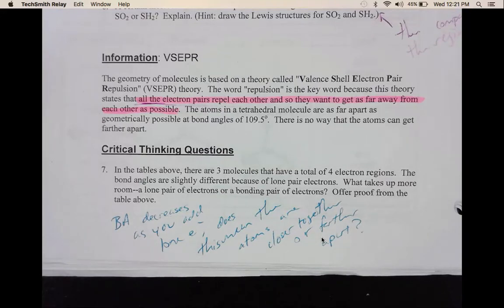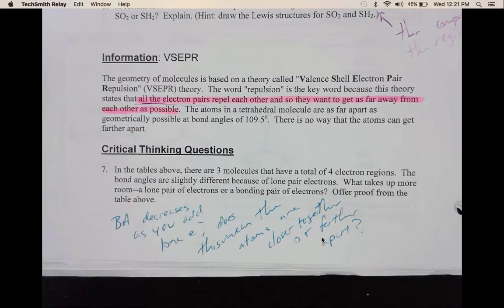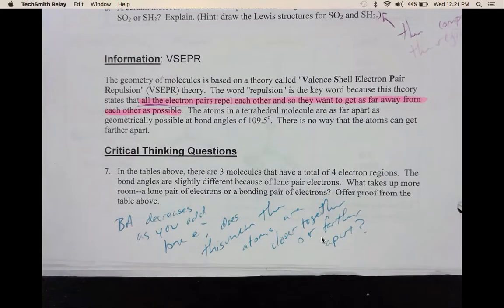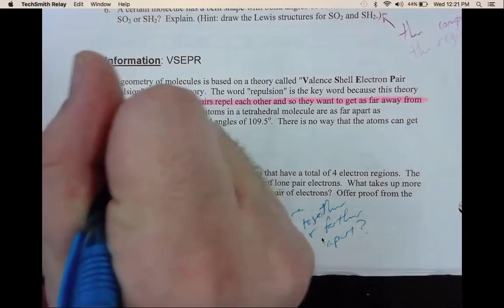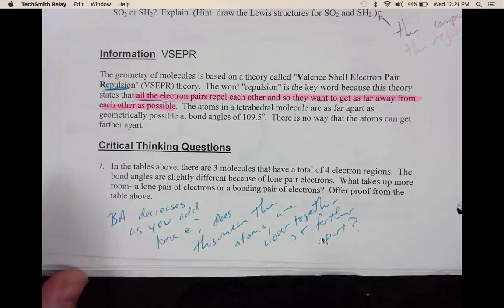So then this will be your definition for VSEPR theory. You will have to know that VSEPR theory is all of the electron pairs that repel each other, so they want to get as far away from each other as possible. So again, it's your definition. Pause it, write that down on the front. You will need to know this. The key word is repulsion. So repulsion is very, very important to remember. Remember repulsion, repel. Electrons want to repel each other because they have the same charge.